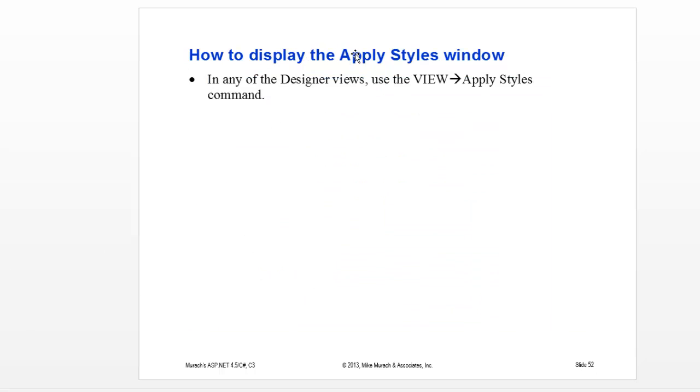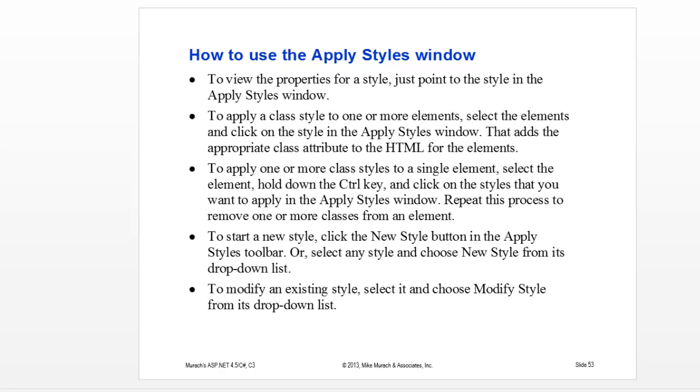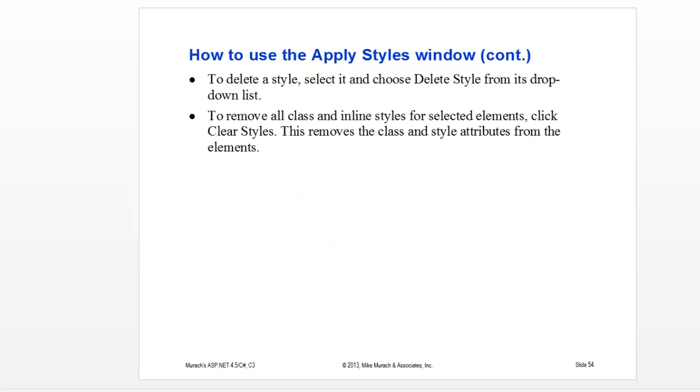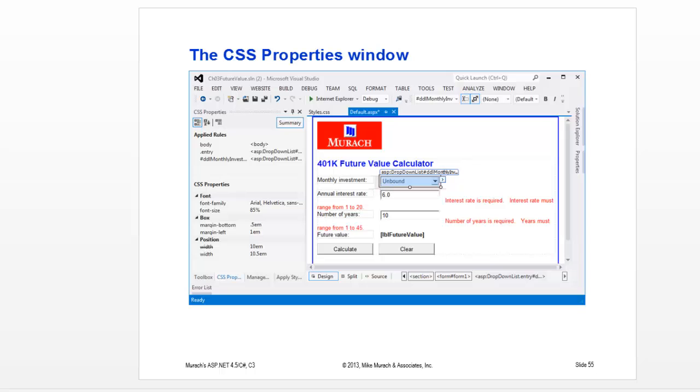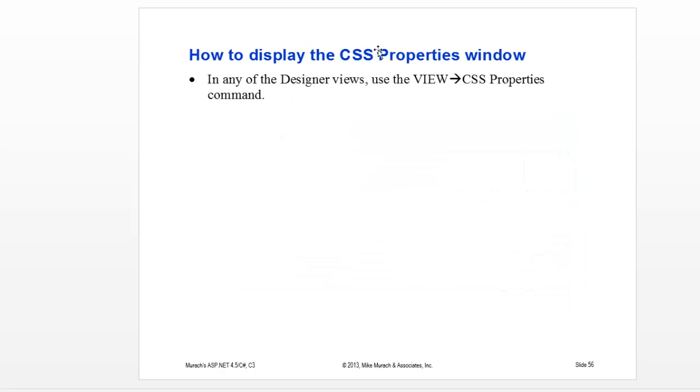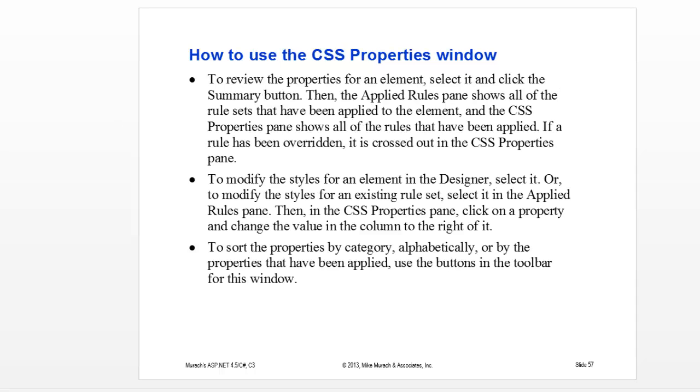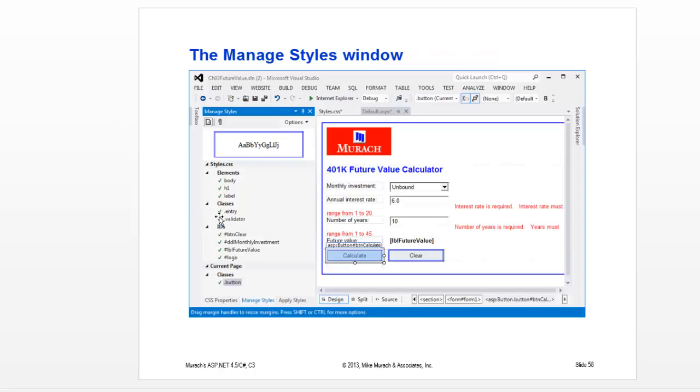To display the Apply Styles window, you just go to View, Apply Styles. So that'll be useful when we actually start applying some styles. You've also got the CSS Properties window under View, CSS Properties. That shows you some extra information, and you've also got the Manage Styles window. So you've got CSS Properties, Manage Styles, and Apply Styles all under this same group here. It brings up many tabs underneath.